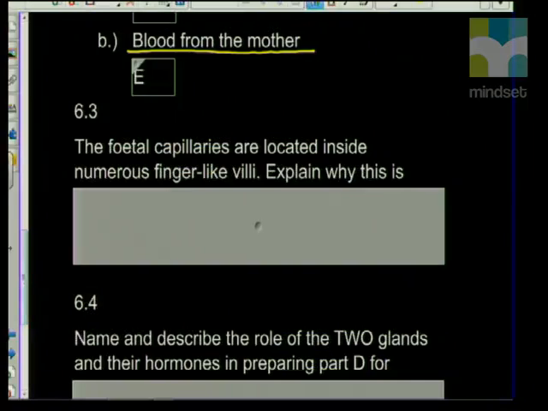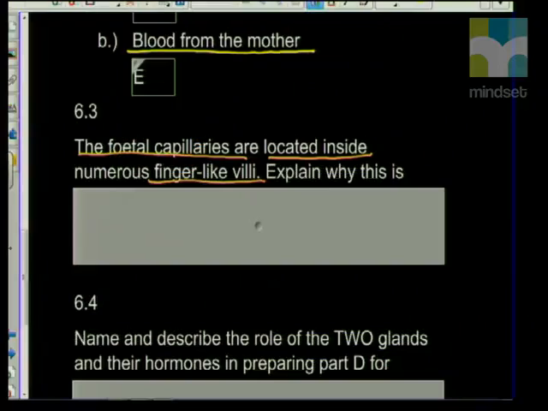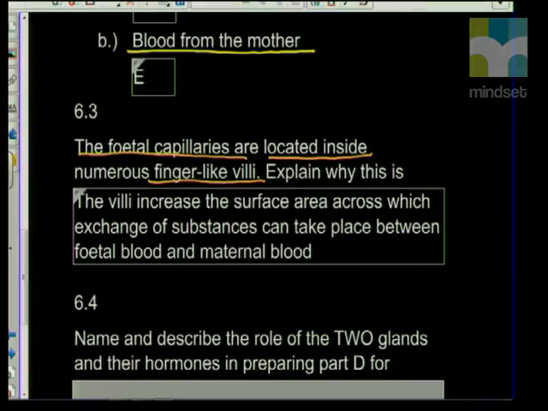Okay, next one. Where's my pen? The fetal capillaries are located inside numerous finger-like villi. Explain why this is. Oh, come on. If I took my hand and put it there, okay, that's how much blood I can get at a time. Okay, if I had finger-like, that's how much blood I can get. Look at the difference. Okay, so the main reason why we have finger-like structures is to increase surface area. The bigger the surface area, the more you can get. Right, nice and easy. Okay, there it is.